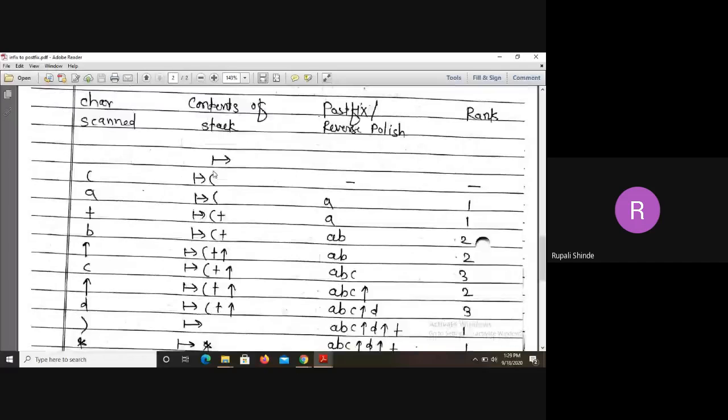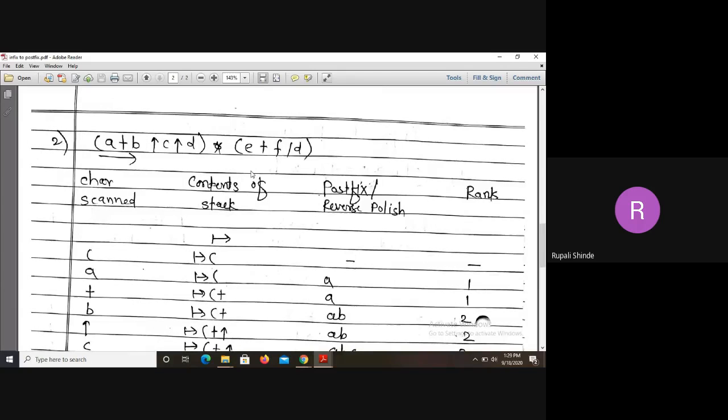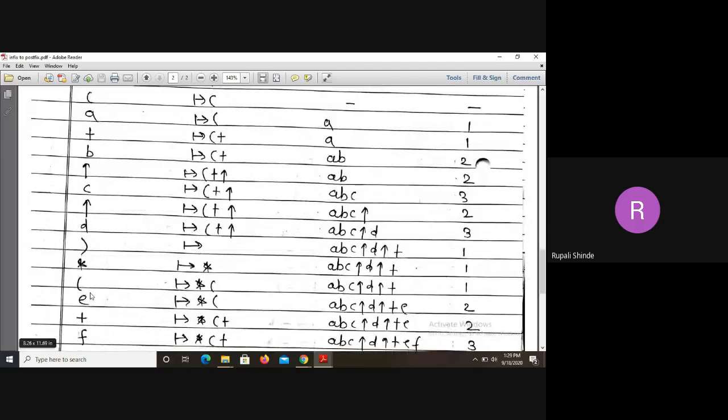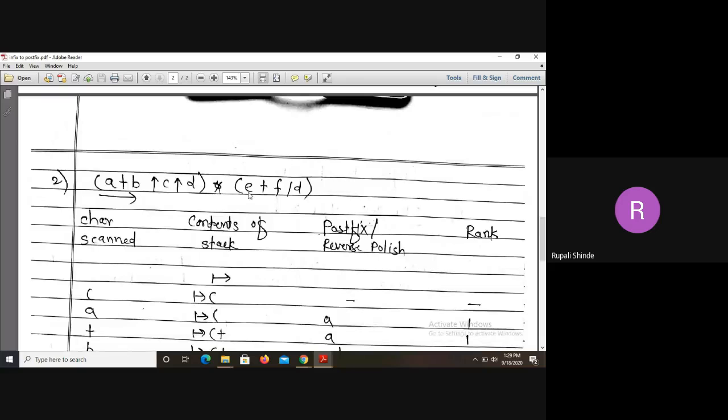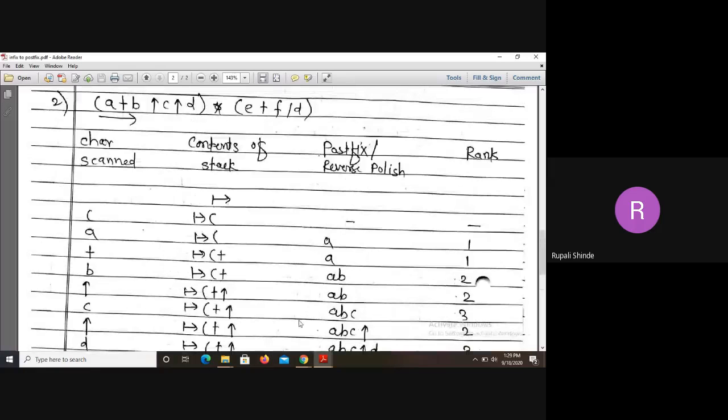Now the next symbol is multiplication. This is an operator, so we can push it directly onto the stack, and the postfix form and rank will remain the same. Now the next character is an opening bracket, so we have to push this onto the stack. So star, and after star, the opening bracket is there. The next symbol is E. This is an operand, so we have to write it into postfix form. So that is written here, and the rank for this expression is 2.